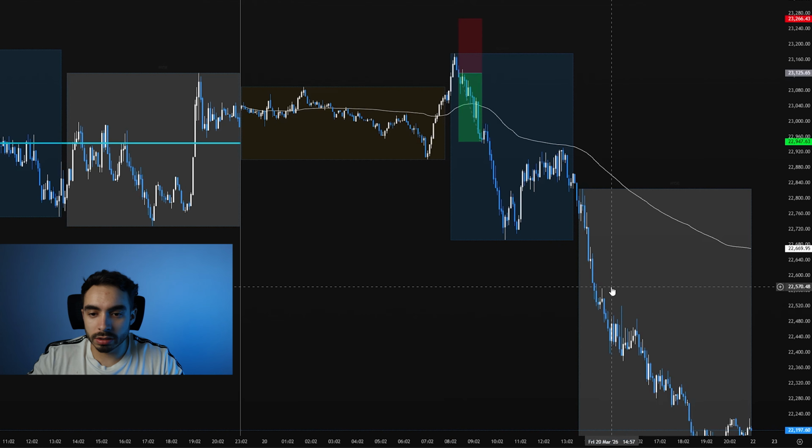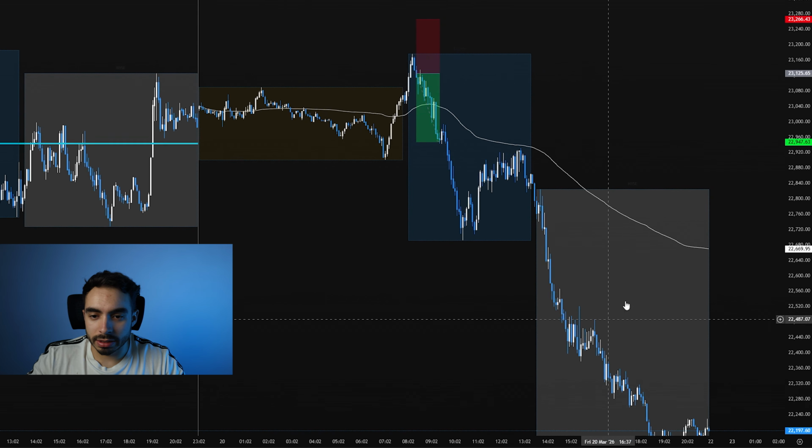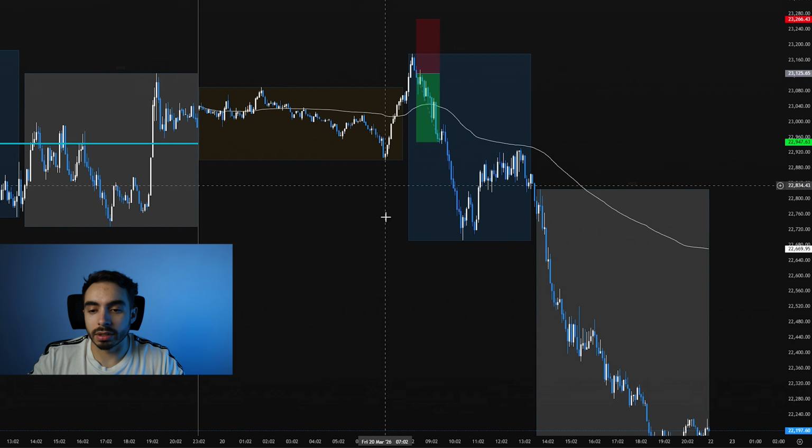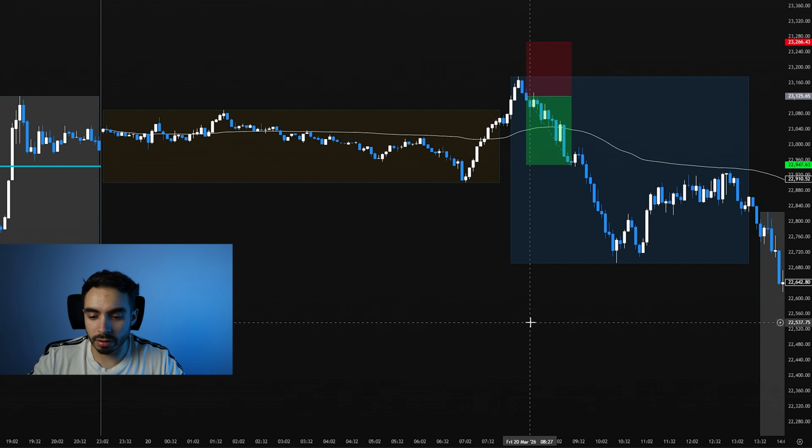from Friday, from yesterday, from the European session, and I'm going to expose a very important rule I have in my trading plan, which saved me a lot of money and prevents me from doing stupid mistakes every day. Let's go. So as you can see right here, this is the German DAX from Friday, yesterday, the 20th March.